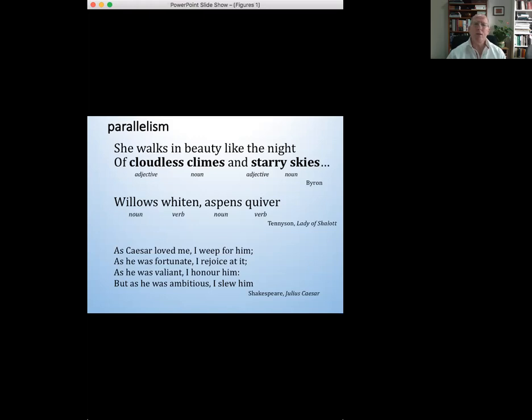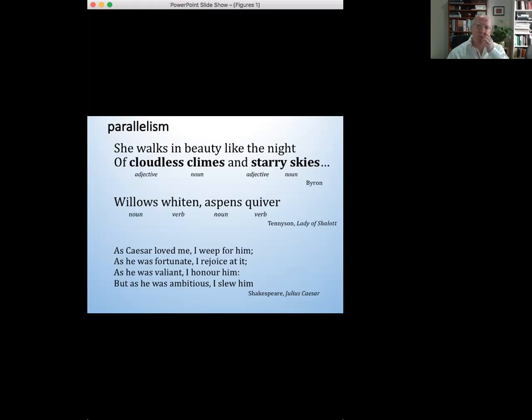The figure is common in Tennyson's wonderful poem, The Lady of Shalott. We get lines like this, another parallelism: "Willows whiten, aspens quiver." Right? A sense of balance, control, delicacy. Lovely, right? Lovely. But again, this particular figure, parallelism, can affect utterances in very different ways.